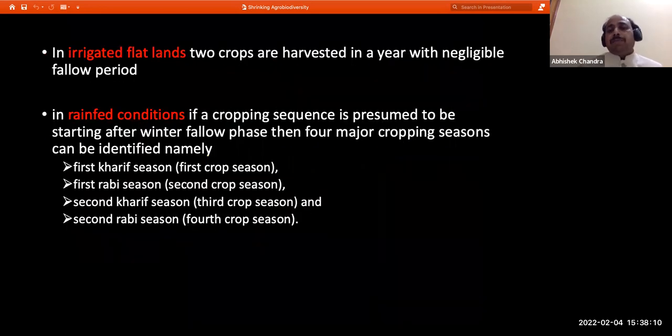They develop their entire rainfed ecosystem into a four-crop pattern. First is the kharif season, the first cropping season, then the first rabi season, the second crop, then the second kharif, the third crop season, and the fourth is the second rabi, the fourth crop season. In the irrigated flatland, they take two crops harvested every year, neglecting the fallow period.